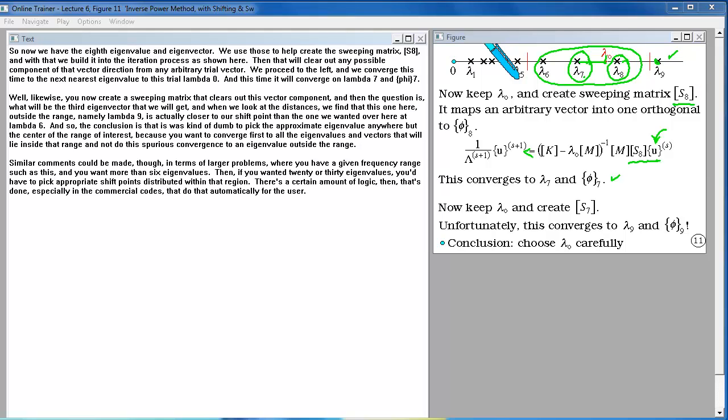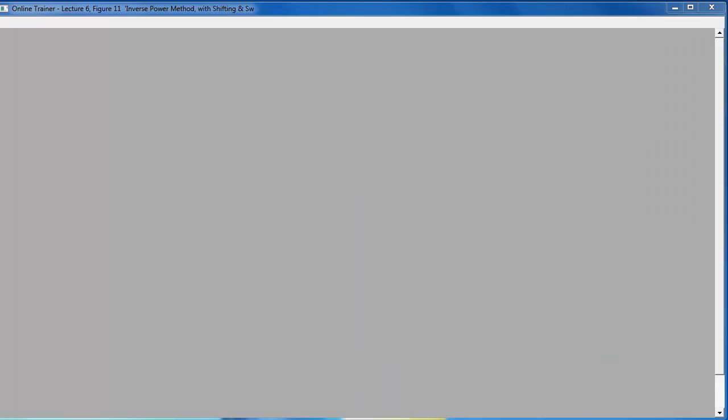Similar comments could be made, though, in terms of larger problems where you have a given frequency range such as this and you want more than 6 eigenvalues. Then if you wanted 20 or 30 eigenvalues, you'd have to pick appropriate shift points distributed within that region. There's a certain amount of logic then that's done, especially in the commercial codes that do that automatically for the user.